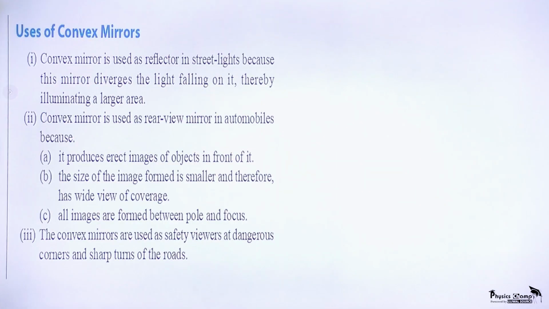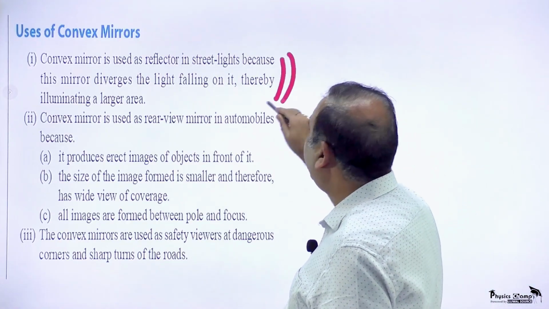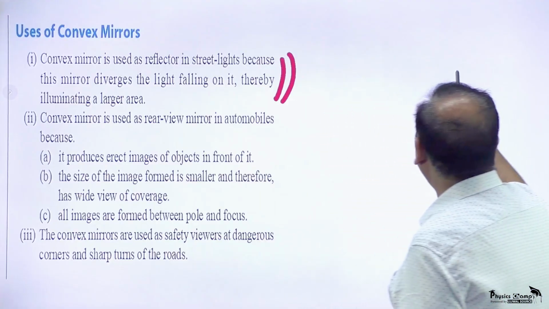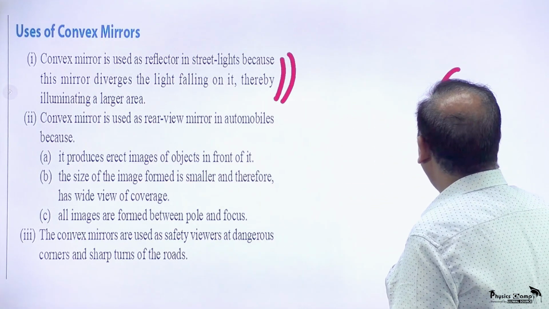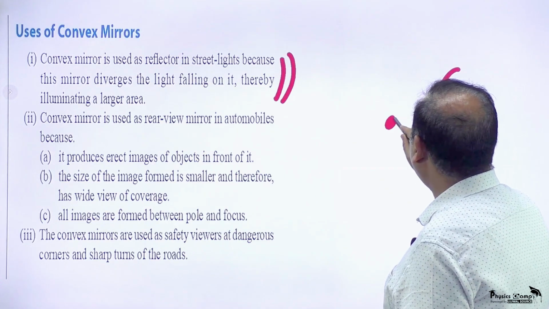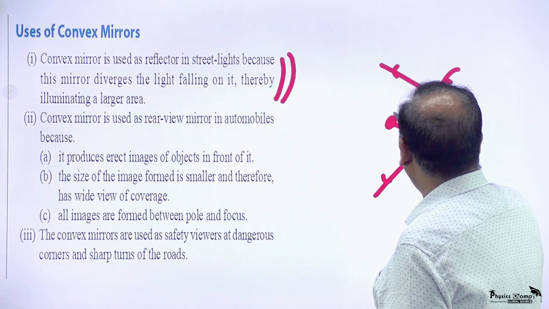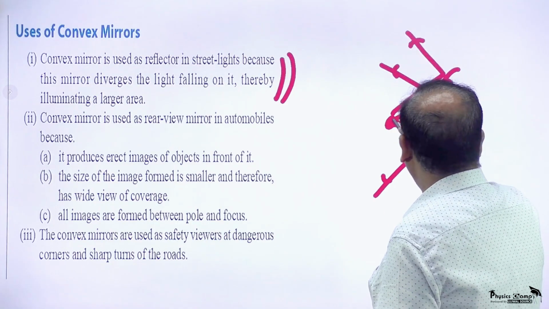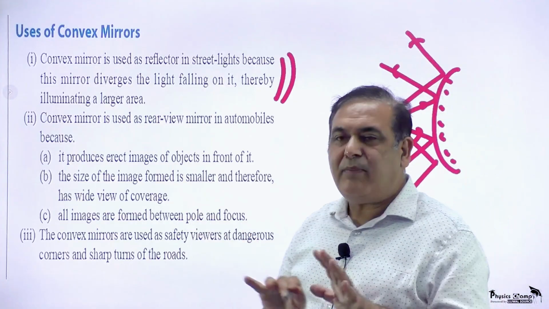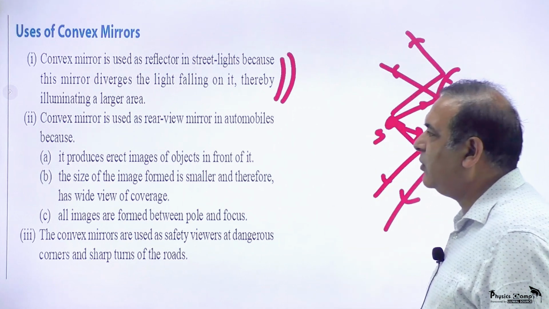So let's see the uses of convex mirror. Convex mirror is used as a reflector in street light. So just imagine you have a street light somewhere, and then the convex mirror is there. The convex mirror will reflect these light beams and will lighten up more area of the light from the source.